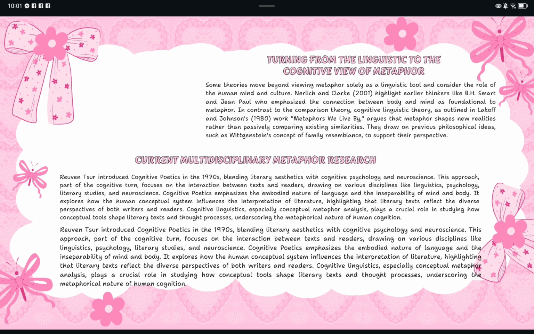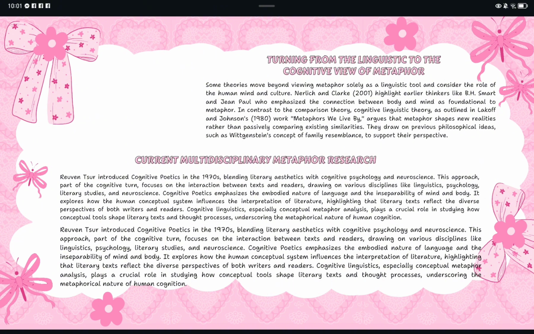The cognitive turn recognizes that the meaning of a text is not inherent in the words themselves, but rather emerges through the complex interplay of cognitive processes, cultural context, and individual experiences. Tsur's work, therefore, can be seen as part of this larger intellectual movement, emphasizing the importance of understanding the cognitive mechanisms that underlie literary interpretation.